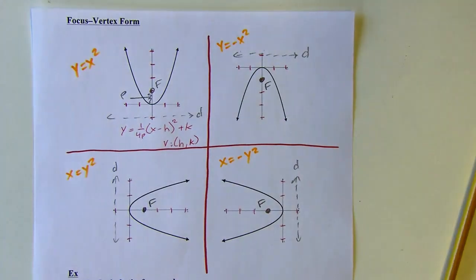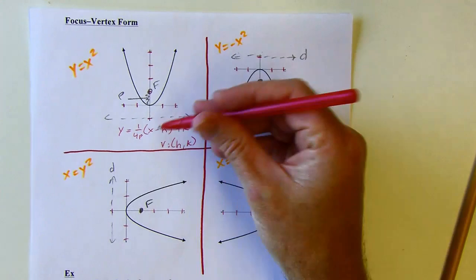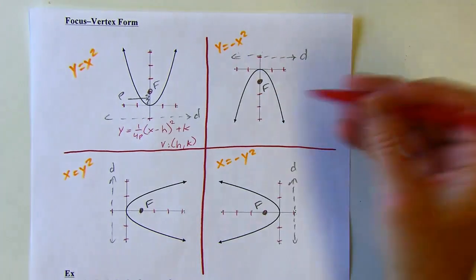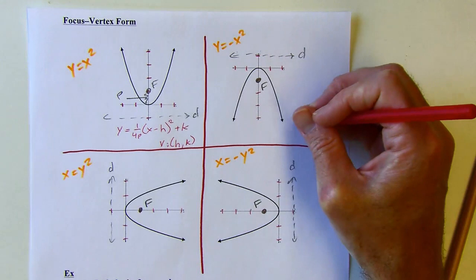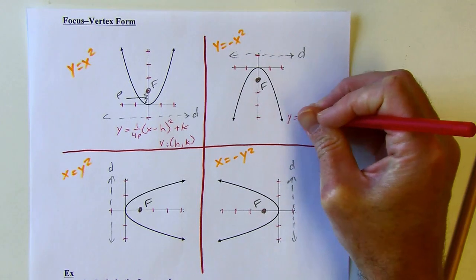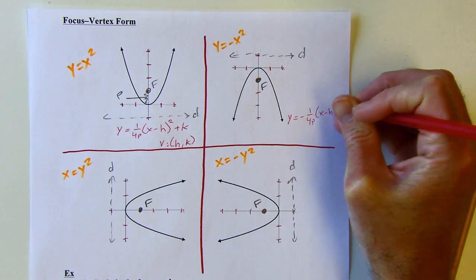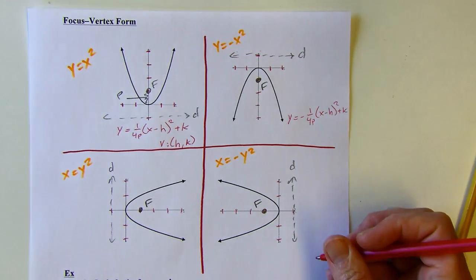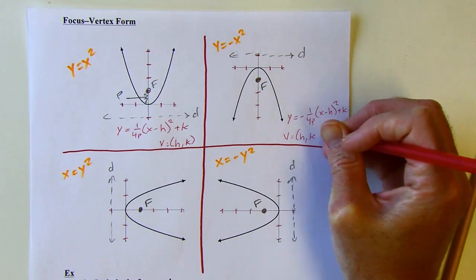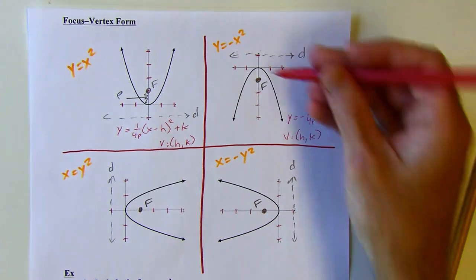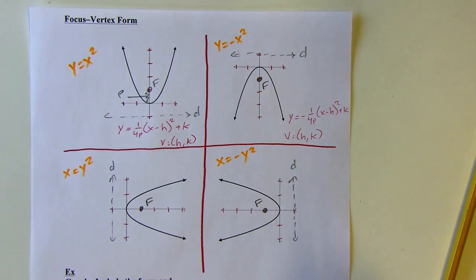All right, so the equation here is pretty similar. It's going to be just like this one, except it's going to have a negative symbol in front of the fraction. So I've got y equals negative 1 over 4p times (x minus h) squared plus k. Okay, and the vertex will still be the point (h, k). And the p-value would still be in there, right? I'm not going to keep marking what the p-value is.